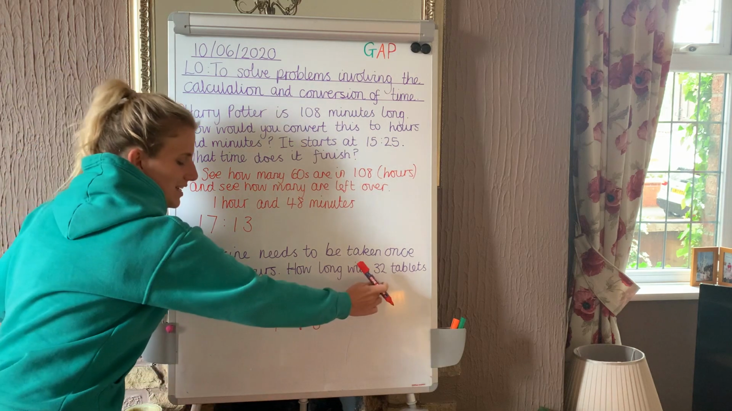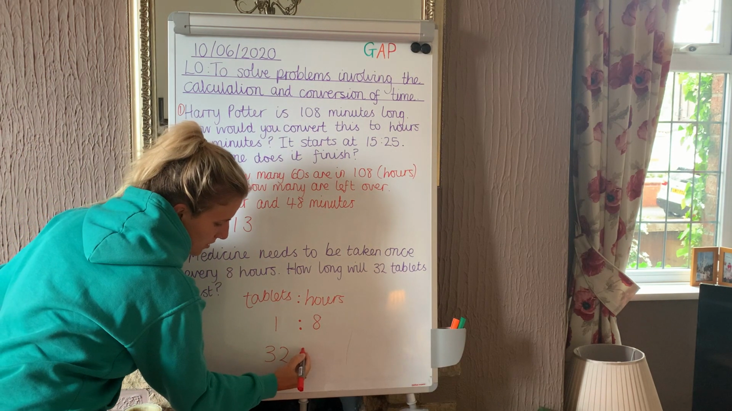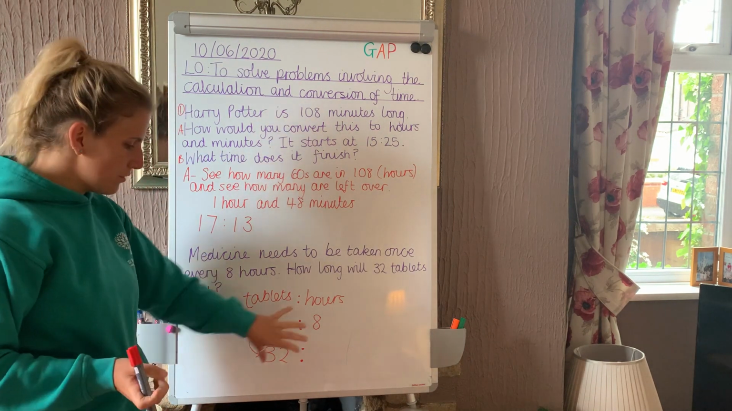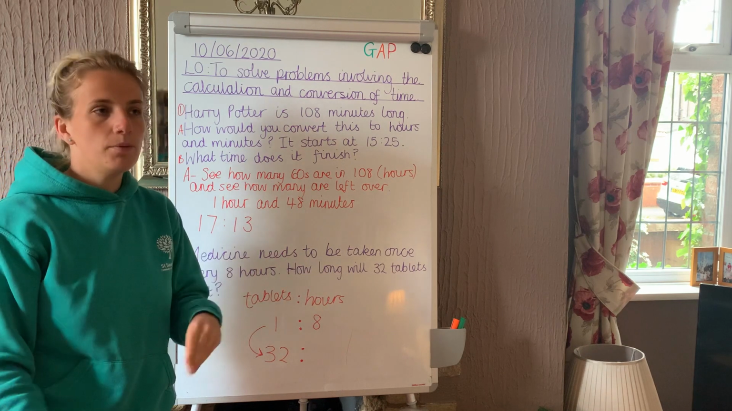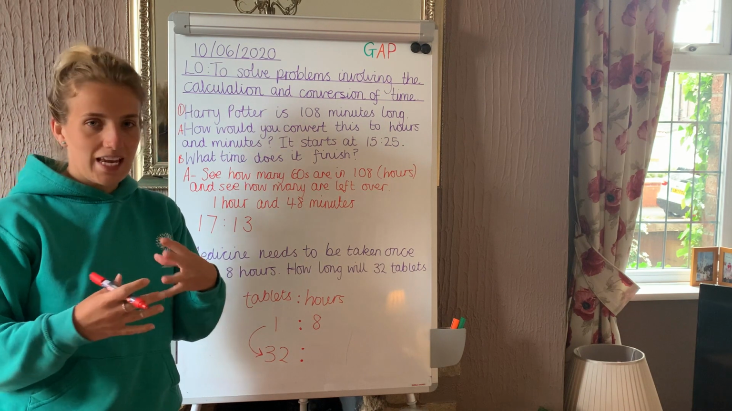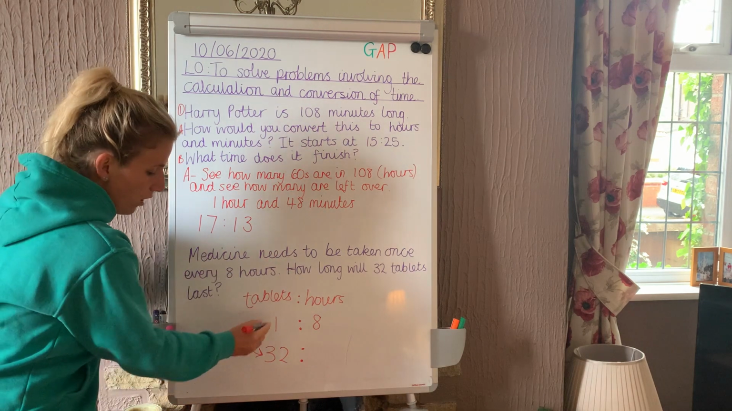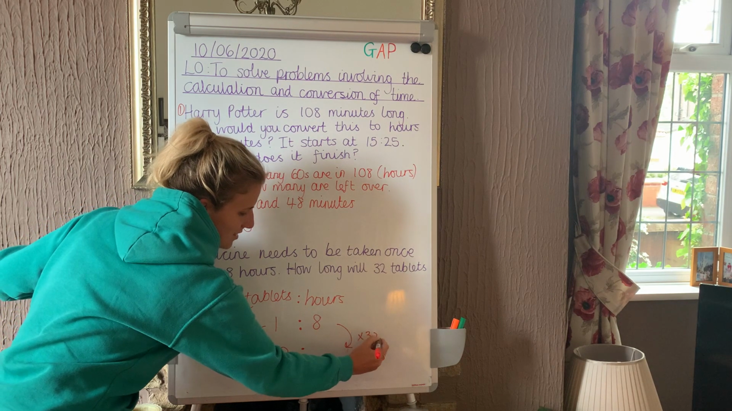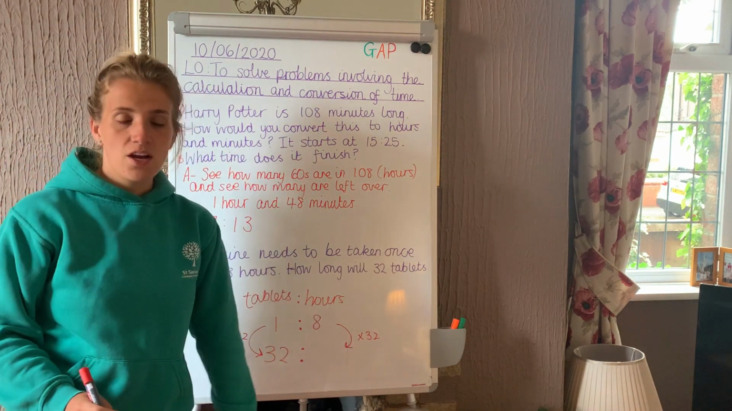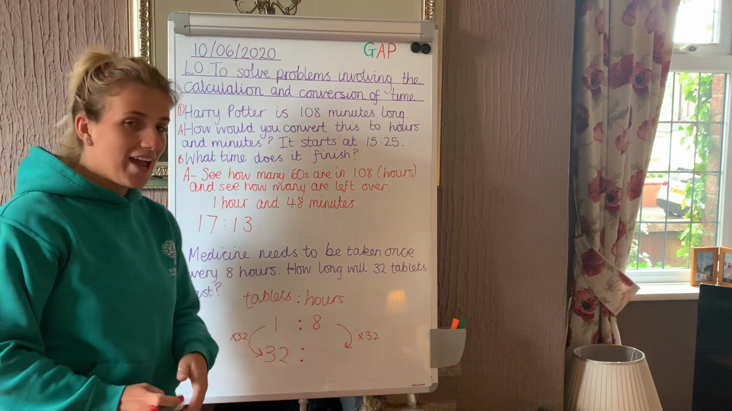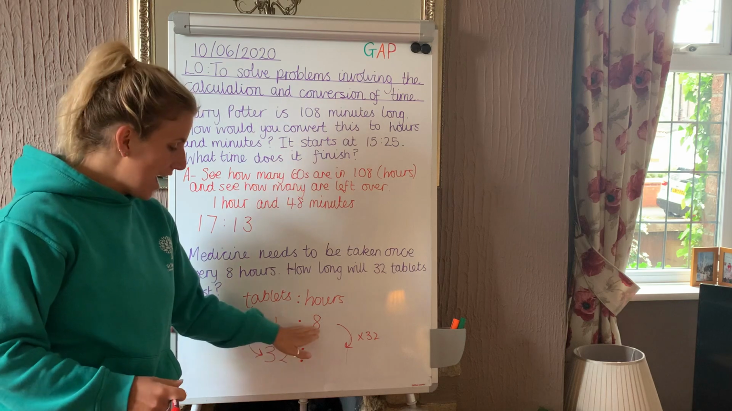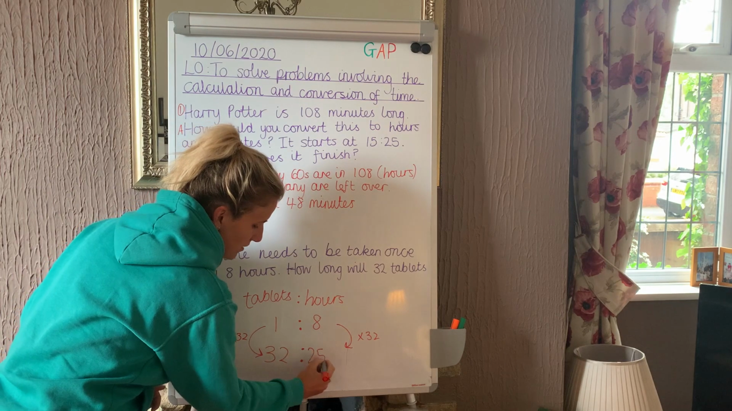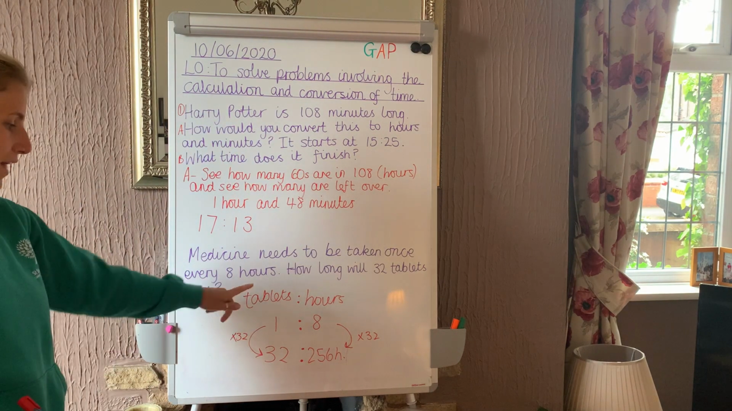Now he's asking me how long 32 tablets are going to last. What have I done to the 1 to get 32? We've done this yesterday when we looked at ratio, proportion and fractions. It's exactly the same, just applied to time. So 1 to 32, I've multiplied it by 32, so I need to do that with my 8. 8 times 3 is 24, so 8 times 30 must be 240. 8 times 2 is 16, so 240 add 16 gives me 256 hours. And that answers that.